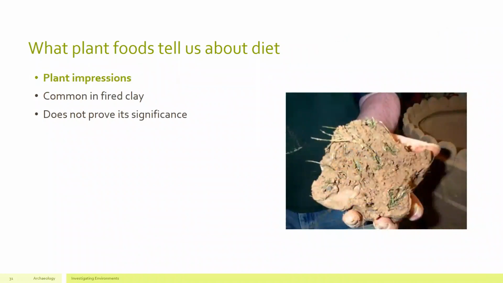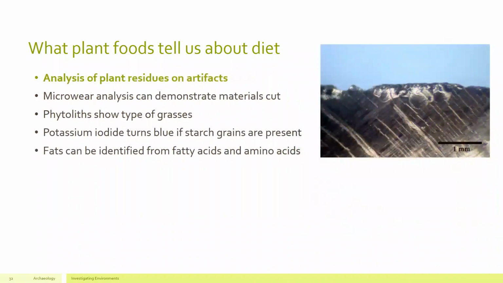We can look for plant impressions, commonly in fired clay, as we've talked about. But none of this is really proof of its significance, maybe in the diet. We can analyze plant residues on artifacts, and microwear analyses that demonstrate different cuts if we're looking at use wear from tools. Phytoliths may show different types of grasses. You can do potassium iodine tests, which turn blue if there are starch grains present on an artifact. Different fats can be identified from fatty acids and amino acids to identify different types of plants or animals that were consumed.